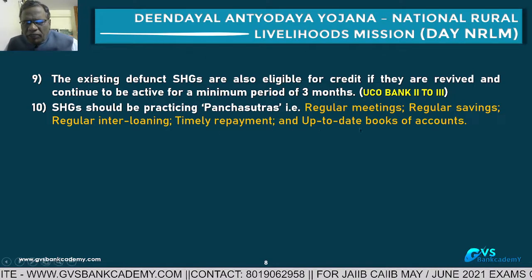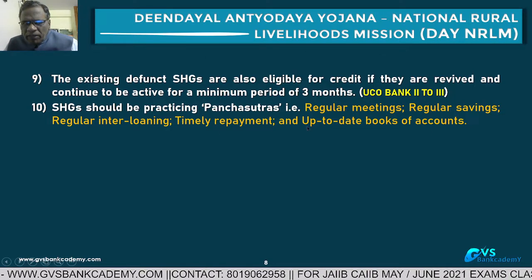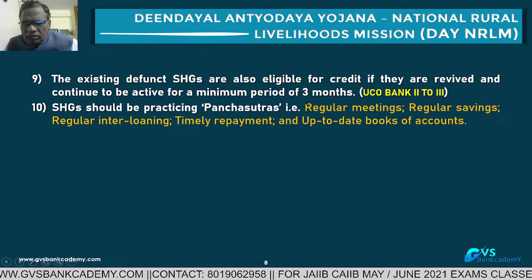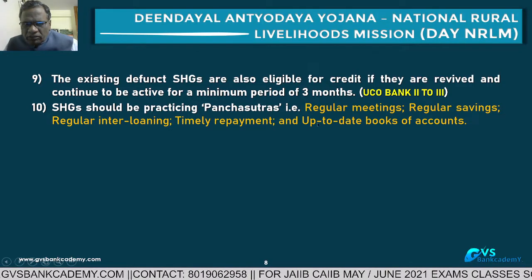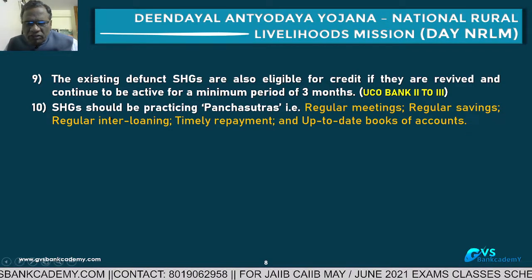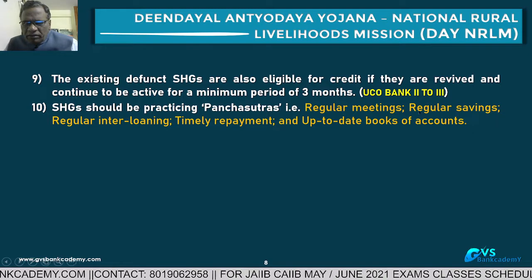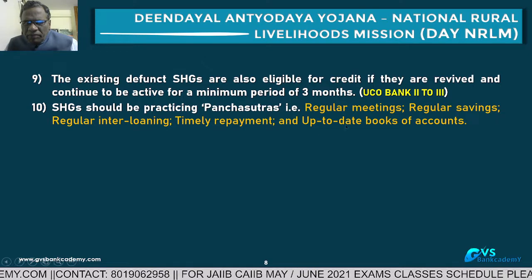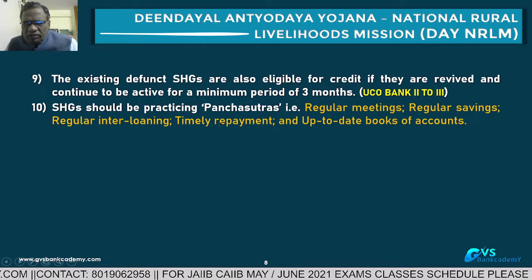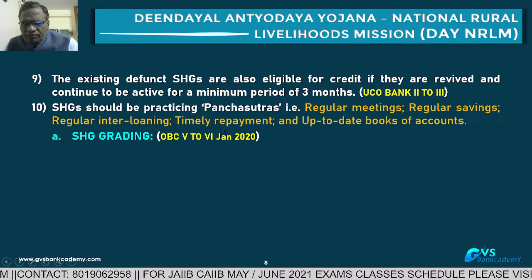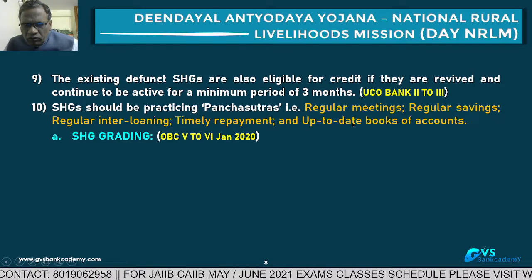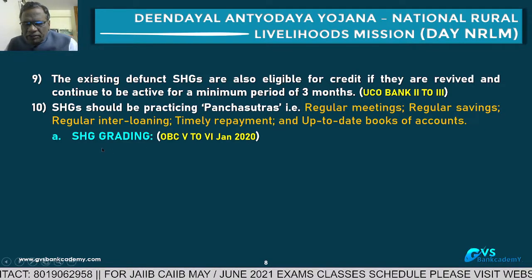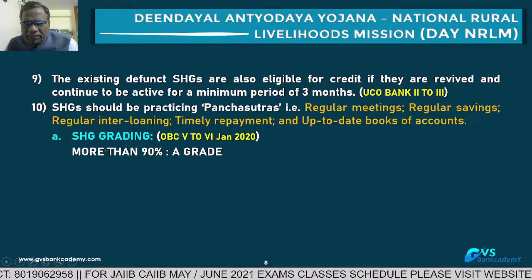And up-to-date maintenance of books. These are the five Pancha Sutras, five principles for SHG. One is regular meeting, regular savings, regular interloaning, timely repayment, up-to-date books of accounts. They are asking what the Pancha Sutras are. Based on the Pancha Sutras only, the SHG is going to be graded, SHG grading.